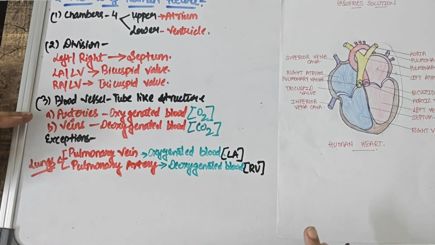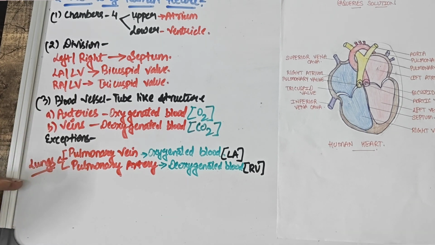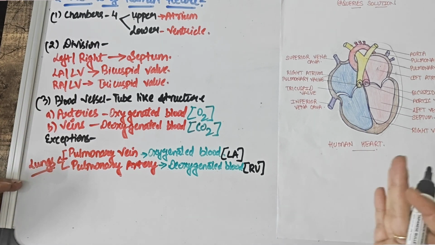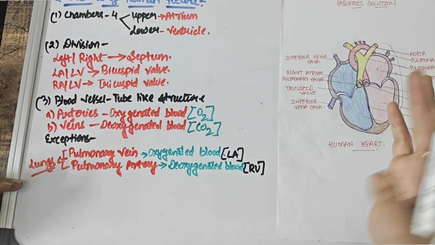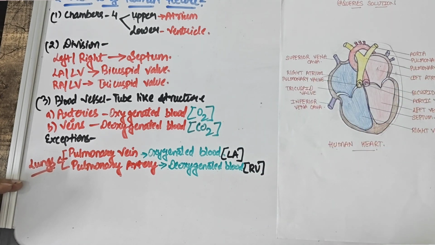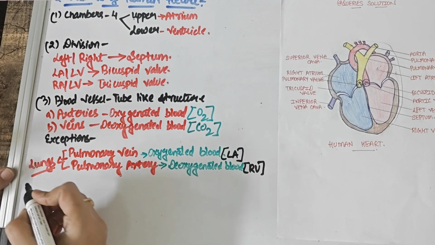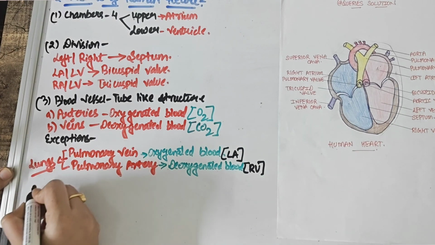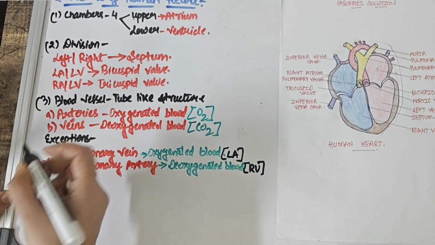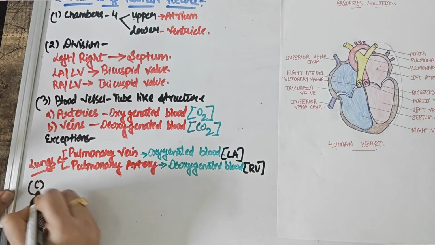Okay, so we talked about blood vessels. We understood what arteries and veins are. We understood what the exceptions are. But is that all? The answer is no. There are still a few more blood vessels, the bigger blood vessels actually, which we need to understand. So the next important blood vessel that we need to understand is... let me just write this down as C.